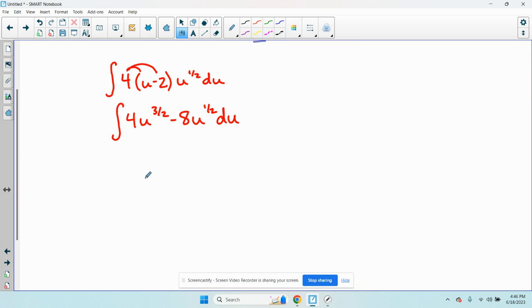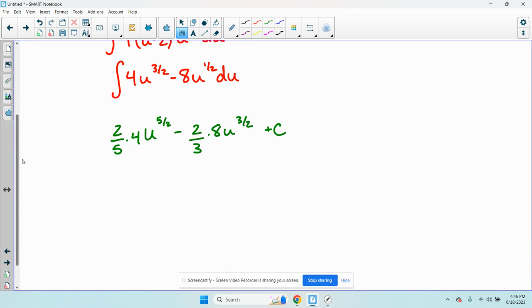So I add 1 to the exponent, I get u to the 5/2. I get 2/5 times 4u to the 5/2 minus, this is going to be 3/2, so this is 2/3 times 8u to the 3/2 plus c. Cleaning this up a little bit, we have 8/5 u to the 5/2 minus 16/3 u to the 3/2 plus c.